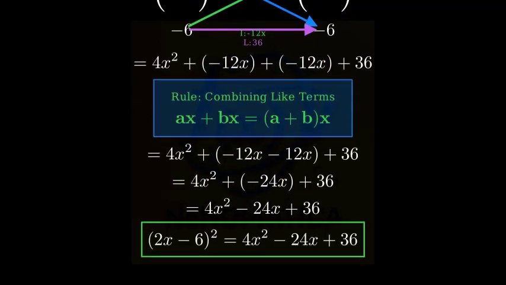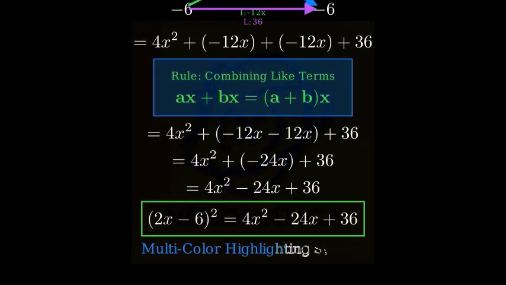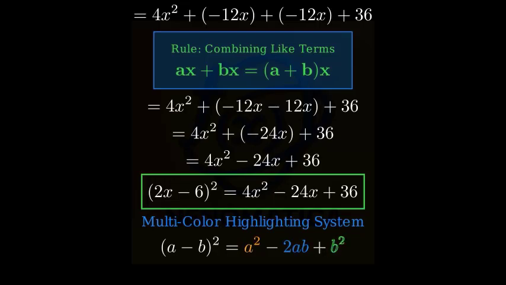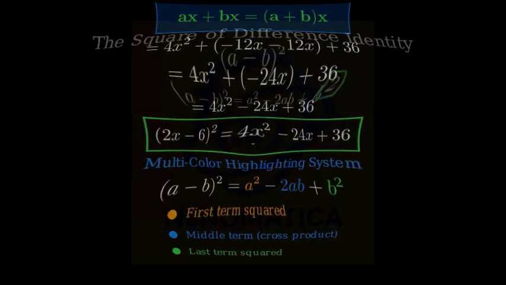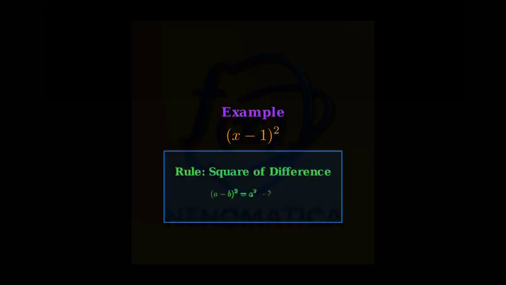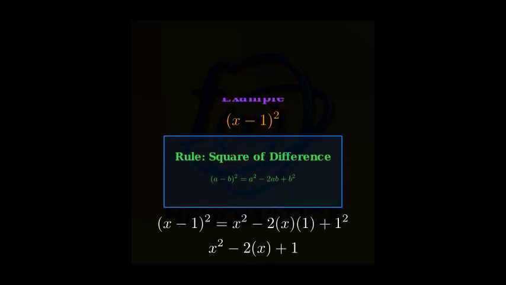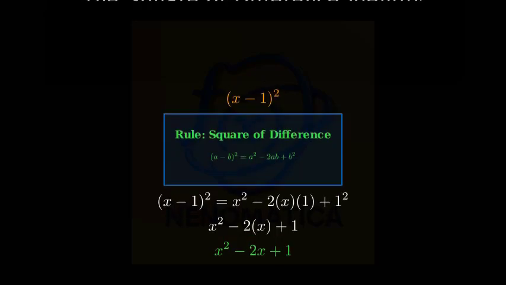Now that we've seen the proof and an example, let's highlight some key aspects of the square of difference formula using our multicolor highlighting system. Let's apply this identity to solve some examples. For our first example, let's expand x minus 1 squared. To expand this expression, we'll use the square of difference identity. According to our identity, we'll substitute a with x and b with 1. This gives us x squared minus 2 times x times 1 plus 1 squared, which simplifies to x squared minus 2x plus 1.